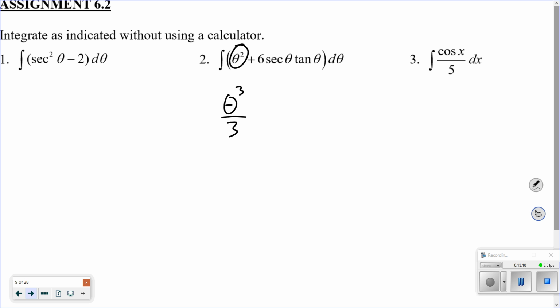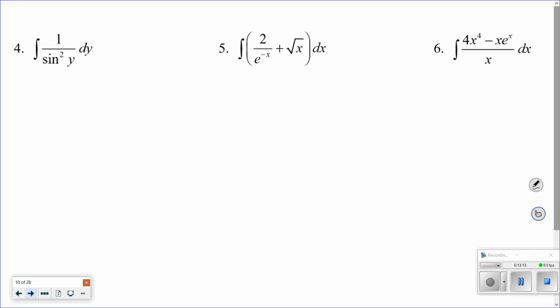But the one I really want to look at is number 4. Number 4 is a little tricky. You do not have a rule for 1 over the sine squared. So I want to try rewriting that in a form that I do have a rule for. Well, remember that the sine is the reciprocal of the cosecant. So 1 over the sine squared is really the same thing as the integral of the cosecant squared of y dy. Those are the same. That is the same thing as that. Now we have a rule for the cosecant squared. So now you can look at your list of integral rules and find that.